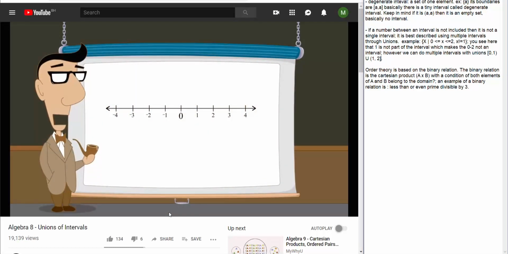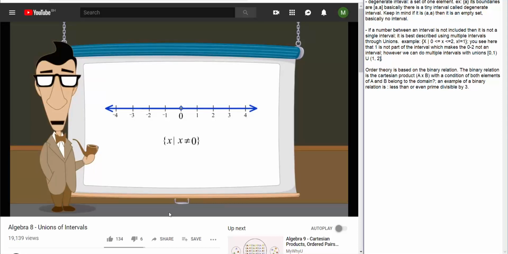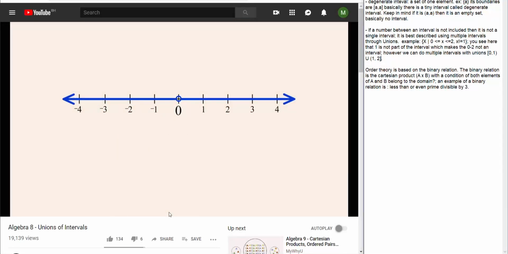As a final example, let's create a set containing all real numbers except 0. In set builder notation, this is the set containing all numbers x not equal to 0. This set is not an interval, since if we pick any two numbers on either side of 0, both numbers are members of the set, but the number 0, which lies between these two numbers, is not a member of the set. We can represent this set using interval notation by taking the union of the left unbounded interval containing all numbers less than 0 and the right unbounded interval containing all numbers greater than 0.